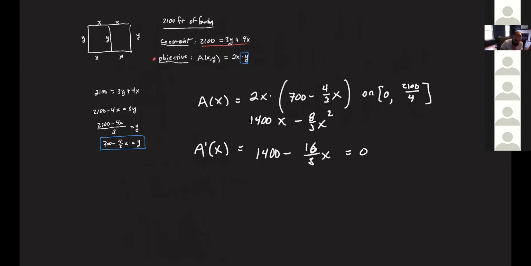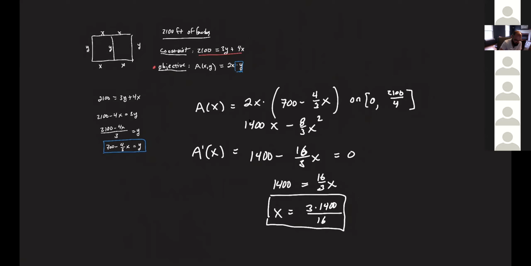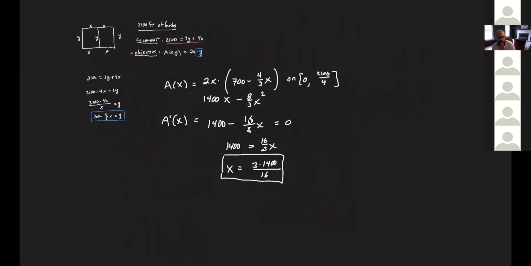Okay, so solving this, we get 1400 is equal to 16/3 x, and so x is 3 times 1400, all divided by 16. Right, so this is my critical point, and then I've got my 2 endpoints over here. All right, so far so good. We've got a critical point, we've got some endpoints, and now we just have to check them, right? So I have to check my area.